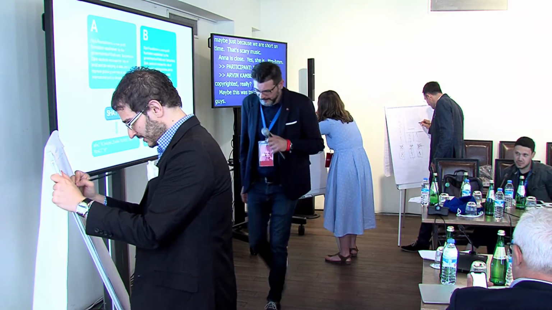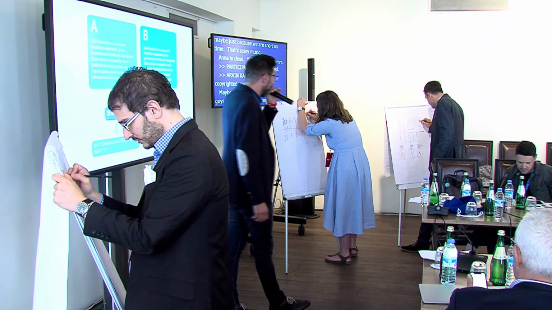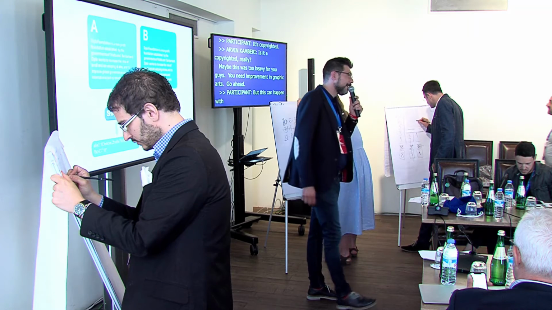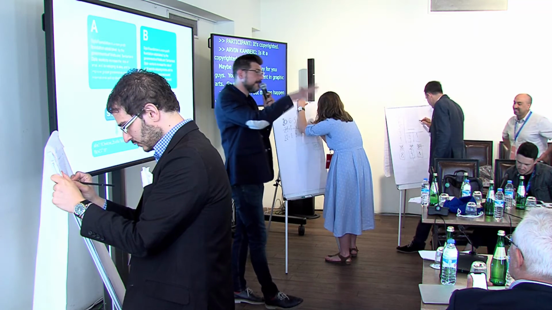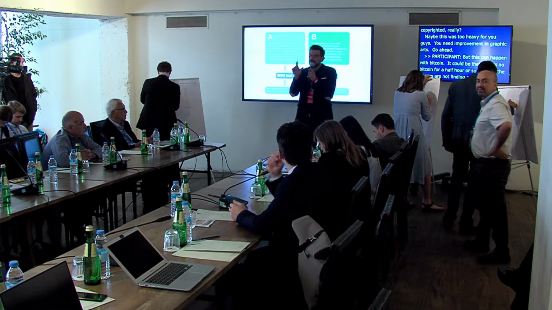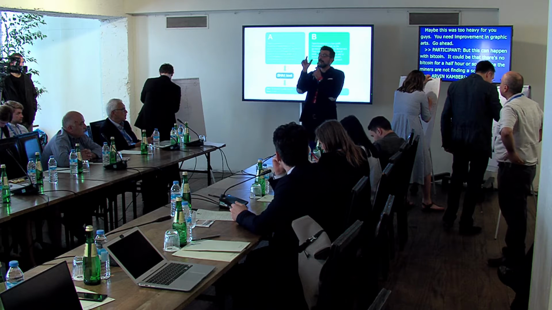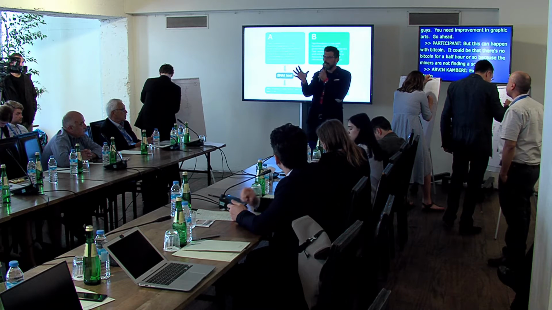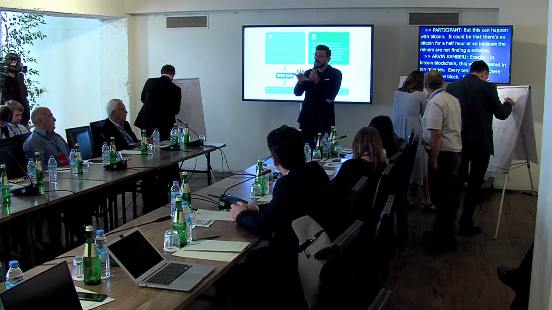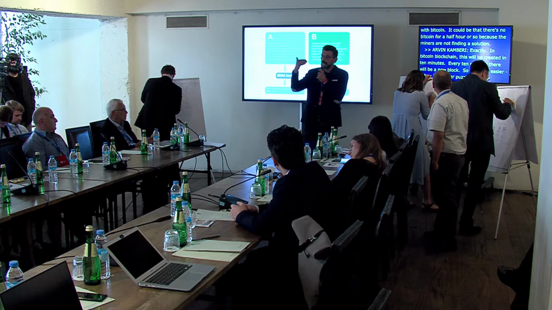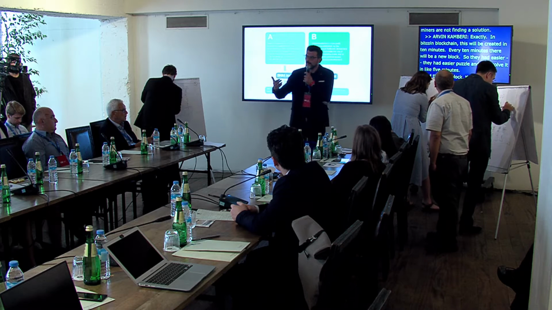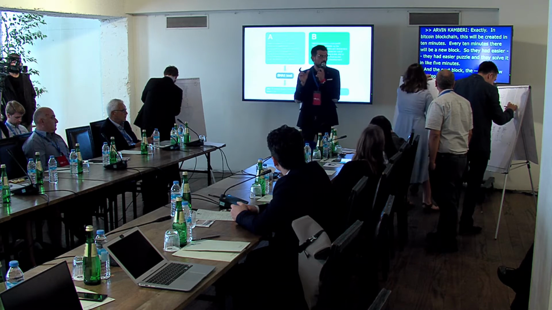But this can happen with Bitcoin as well. It can be that there is no block for half an hour or so because miners are not finding a solution. Exactly. In Bitcoin's blockchain, the algorithm says that a new block is going to be created every 10 minutes. So they had an easier puzzle, and they solved it in like 5 minutes. In the next block, as we saw, the algorithm will increase the complexity.